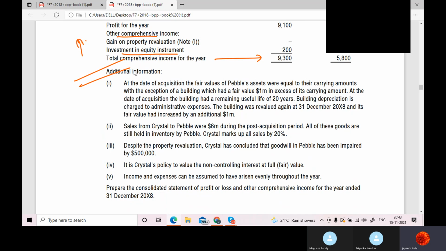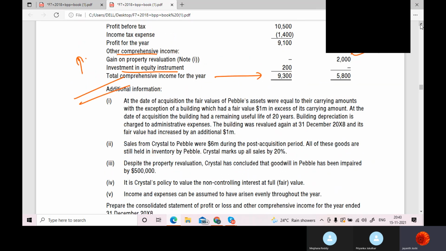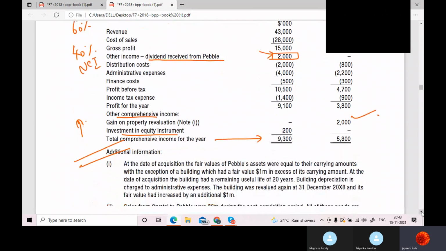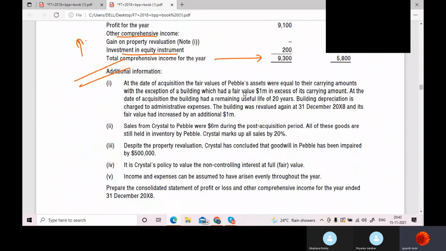At the date of acquisition, the fair value, the market value of Pebble, when Crystal acquired the Pebble company. So Crystal is the parent and Pebble is the subsidiary. At the date of acquisition, the fair value of the subsidiary's assets were equal to their carrying amounts. Only just one exception here, with the exception of a building which had a fair value of 1 million in excess of its carrying amount.